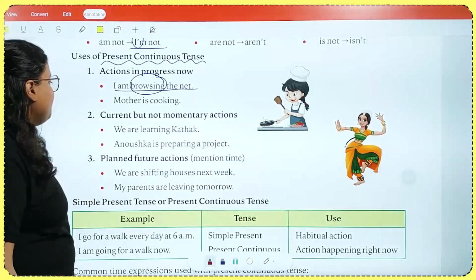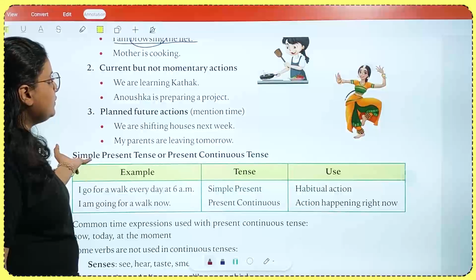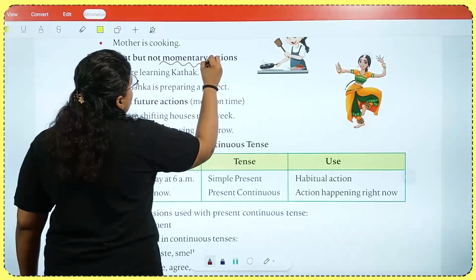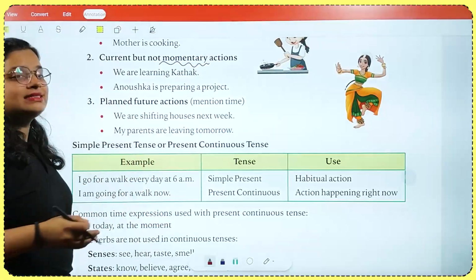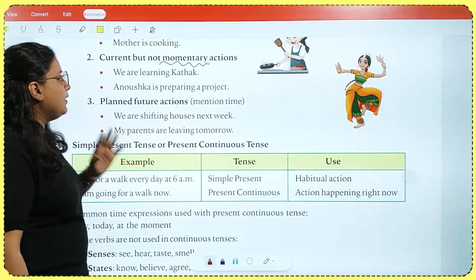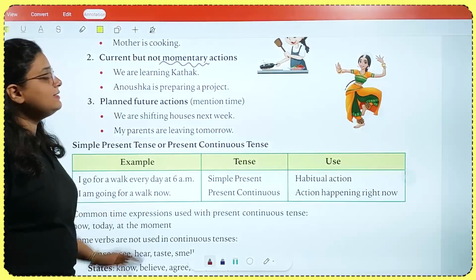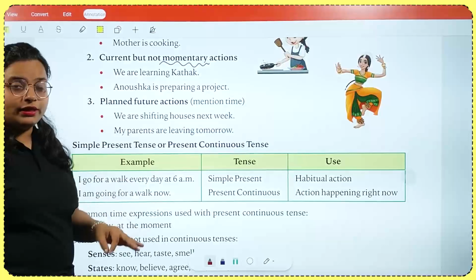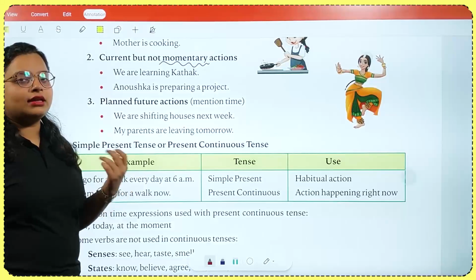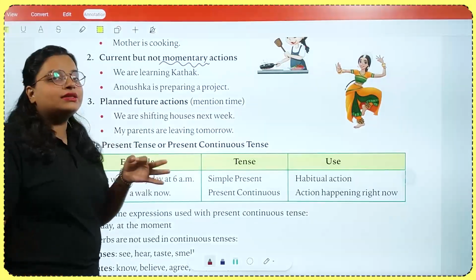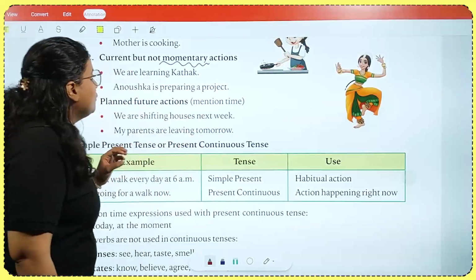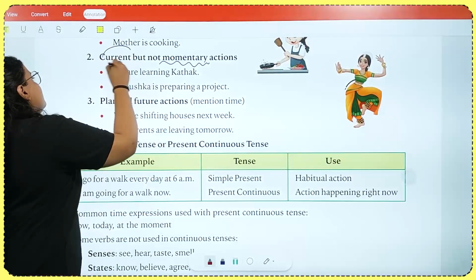Mother is cooking. Okay. Current but not momentary action. So movement is not there, but it is still happening. We are learning Kathak. Anushka is preparing a project. So this is being done, not in the present moment, you can say, but the work is being done. If I say I am studying in class 6, you are not studying at the moment also, but that is under a process. So it is a current action.